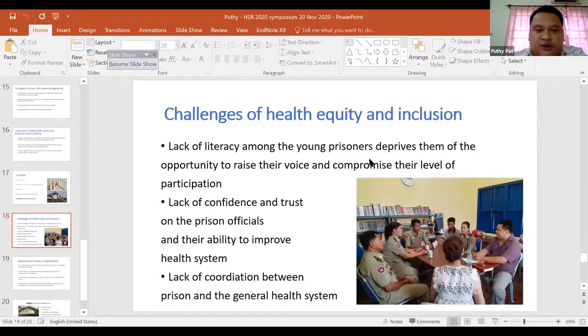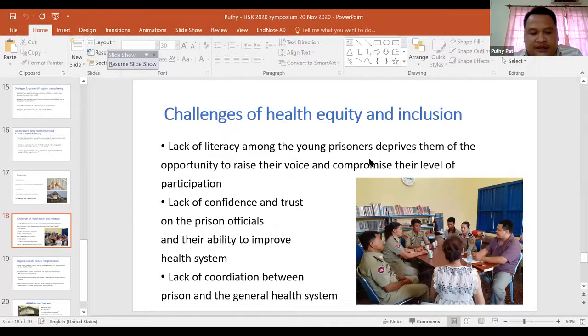In our study, we also faced some challenges. First one is about the literacy level. Around 50% of our participating young prisoners have a very low level of education. Most of them never attended school or only reached primary school level. So lack of literacy among those young prisoners deprives them of the opportunity to raise their voice and compromises their level of participation. We found in the focus group that they don't trust or don't feel confident in the prison authority to improve the mental health system. So this lack of confidence also makes us face some challenges.